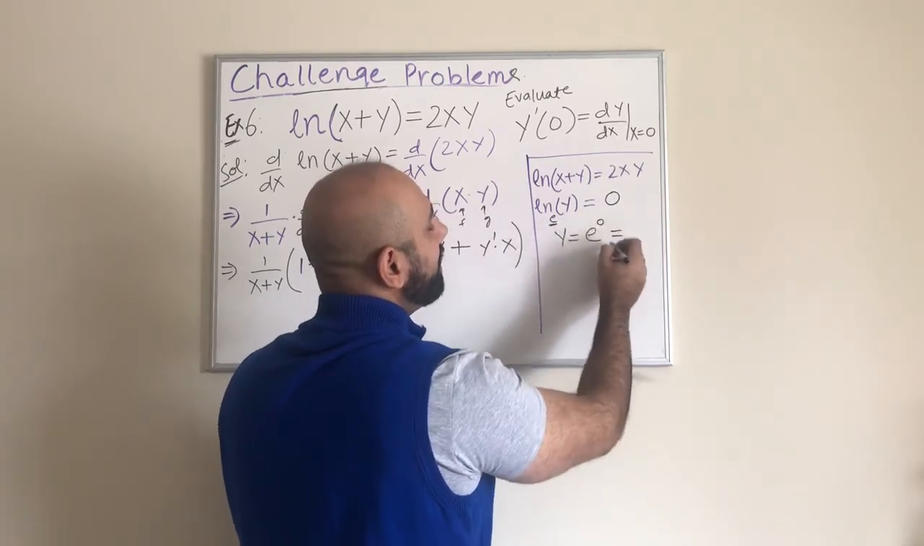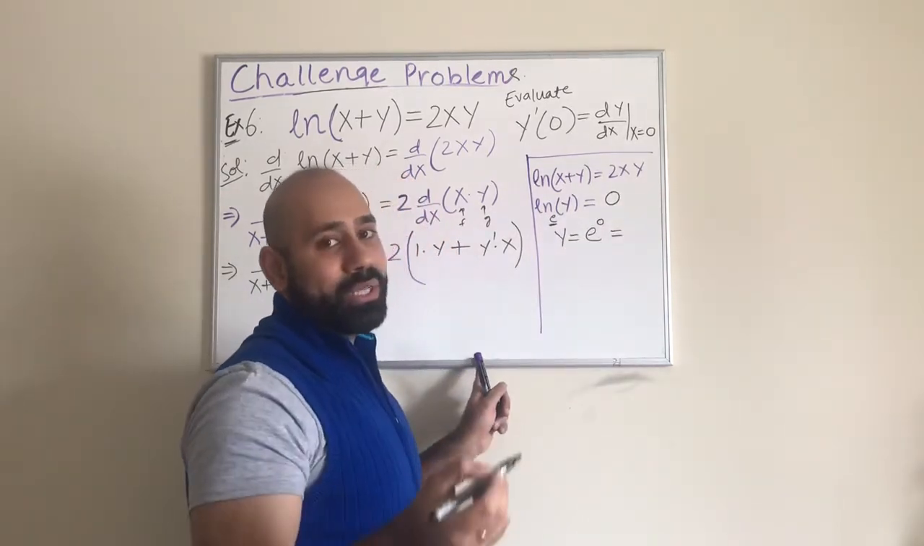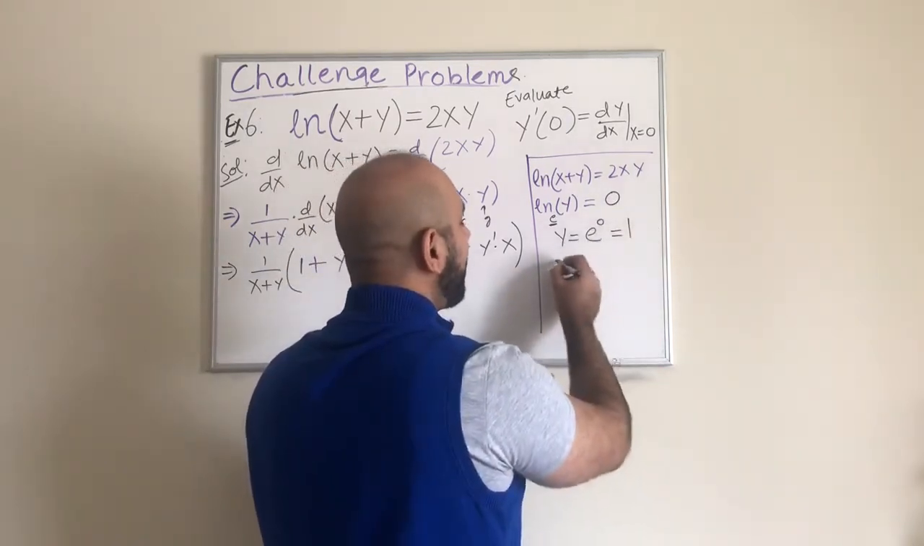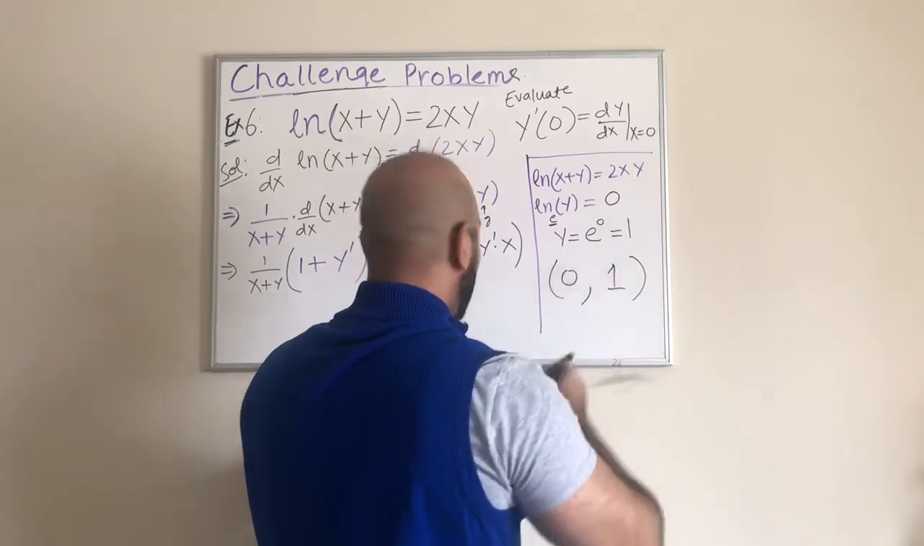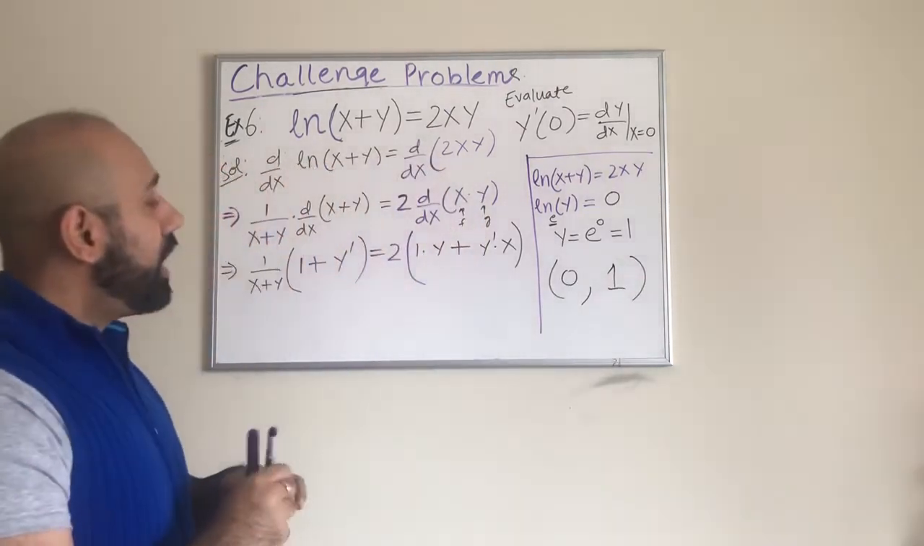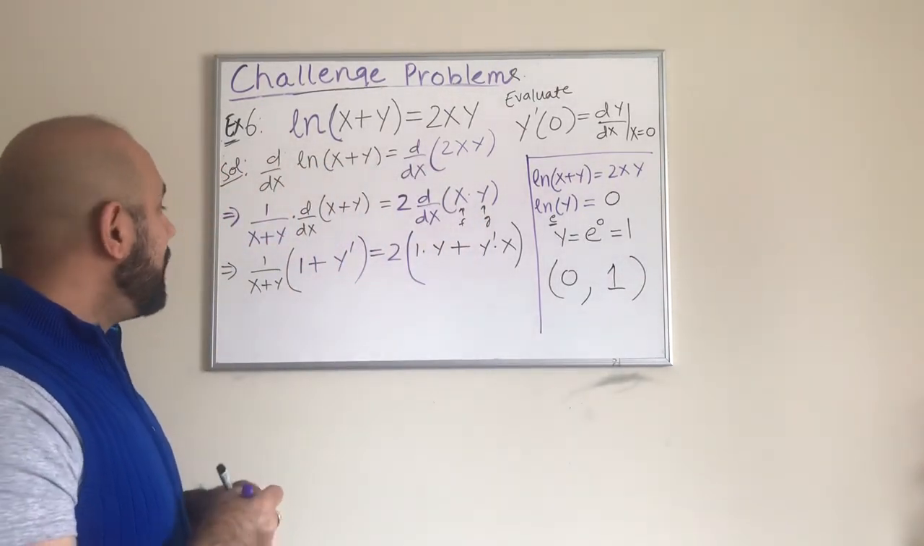But what is any quantity raised to the power 0? Any quantity raised to the power 0 is just 1. That means my x and y coordinate points are 0 and 1. So it was not too difficult for us to get the y point. We have x and y.